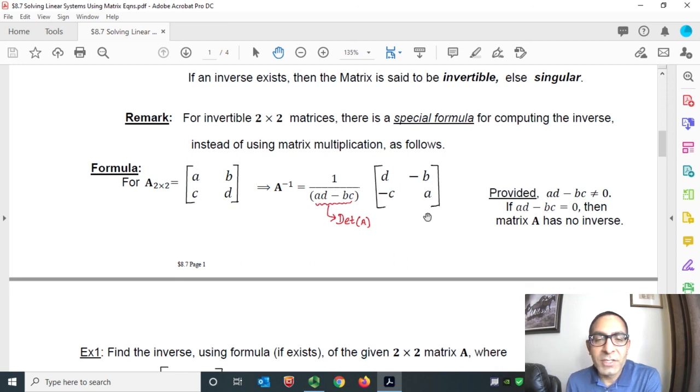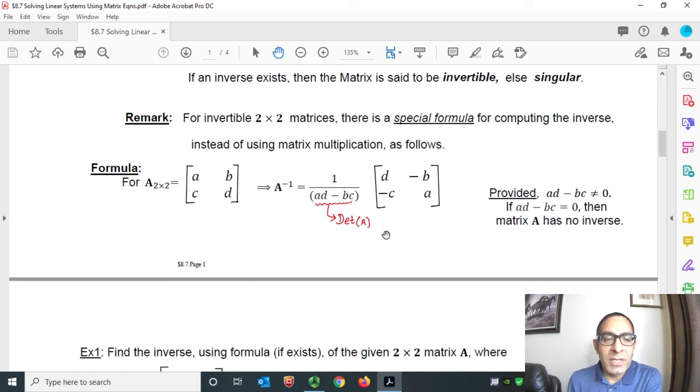We construct this matrix by switching the positions on this diagonal, so a d becomes d a. And this other diagonal, we simply multiply by the negative sign, so minus b, minus c. So I hope this makes sense to you all.